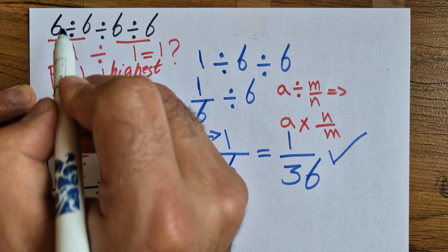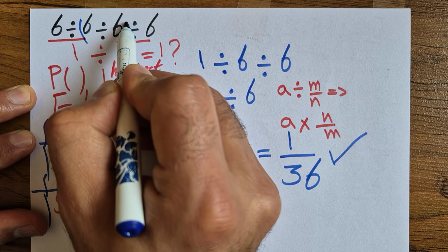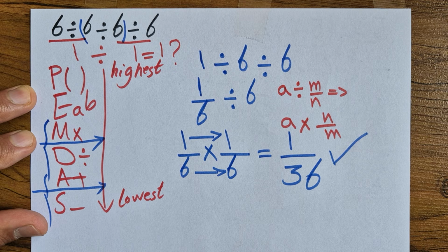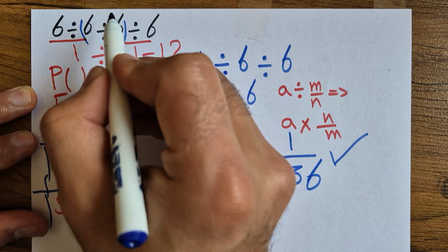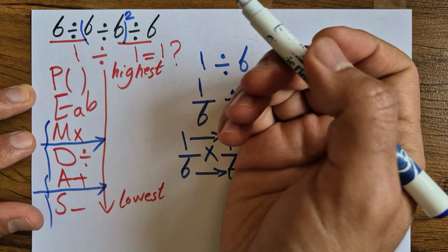For your homework, what would the answer be if we had this middle 1 inside the parentheses, in other words, paired and raised to the power of 2?